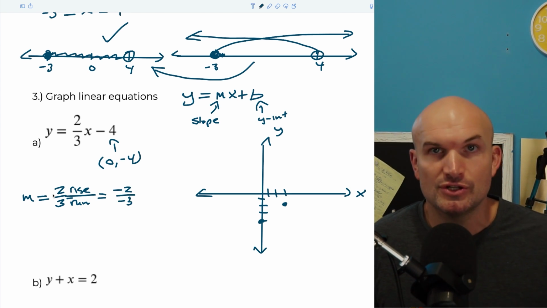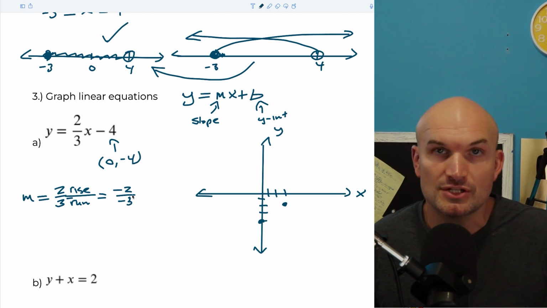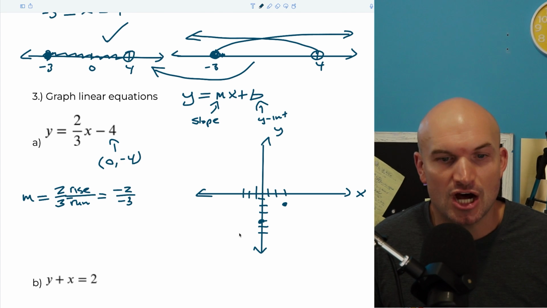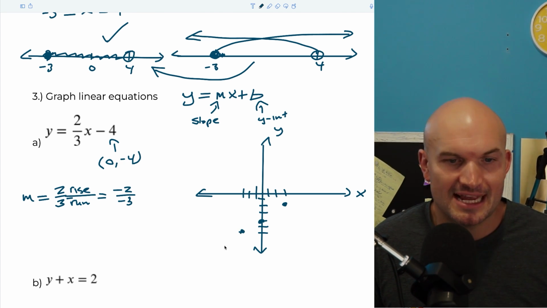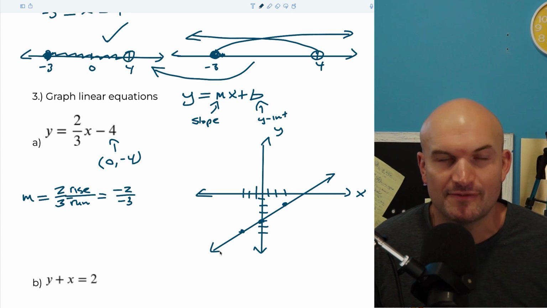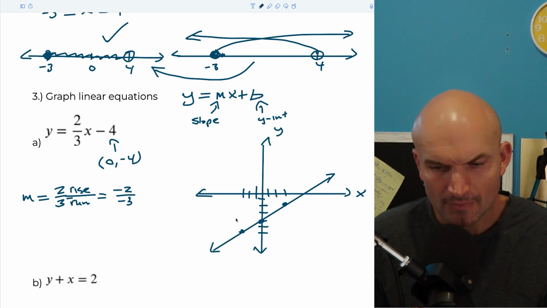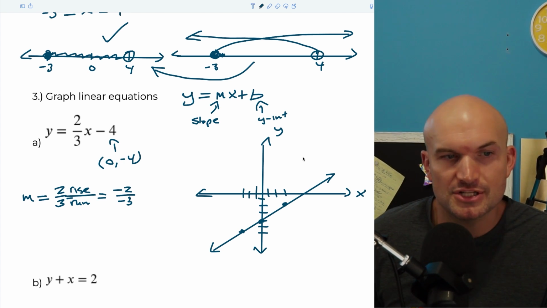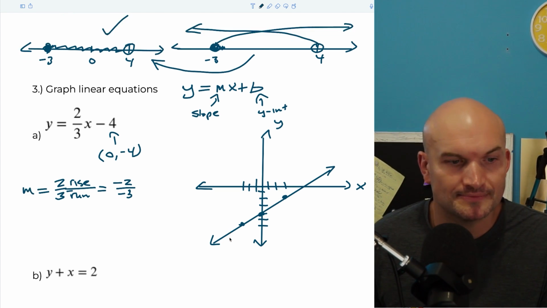So if I go up 2 to the right 3, I could also go down 2 to the left 3. 1, 2, 3, because that's also going to maintain that same relationship. All right. So the main thing I want you to take away from that is remember, a negative divided by negative is still going to be a positive, right? So that is what that graph would look like.